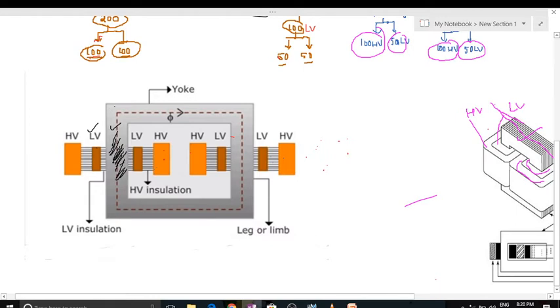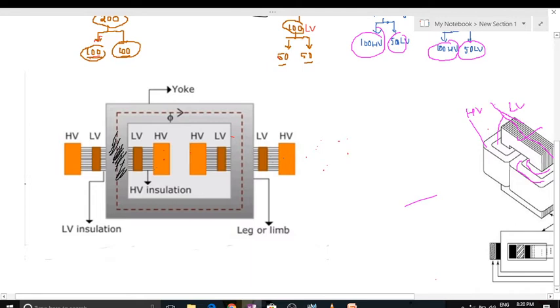Because the core is a conducting material, and the LV is also a conducting material. If both are connected without any insulation between them, what will happen? Both will be short circuited, and the total core will act as a conductor. So we should place insulation between LV and core. So how do we select the insulation between LV and core?